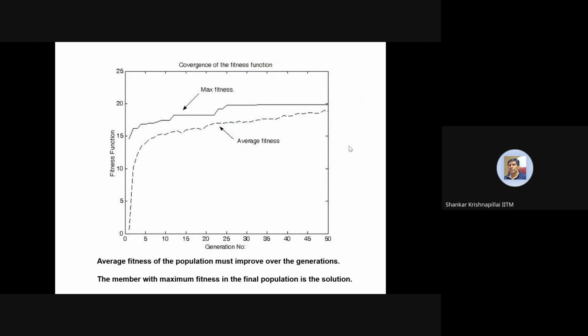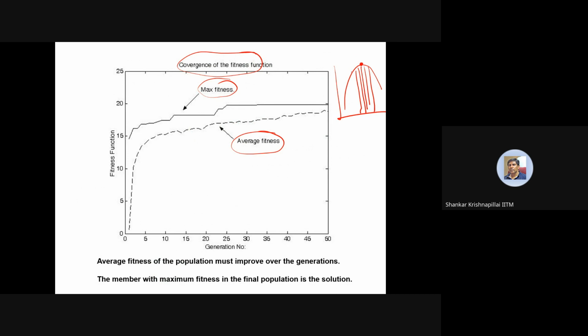The other thing is, how do you check the convergence of this algorithm? What you have to do is continuously monitor the maximum fitness of the population, or the fitness of the best member of the population, and the average fitness of all the members of the population. So what will happen is that finally all these members of the population will converge to the global peak. So this is the maximum fitness.